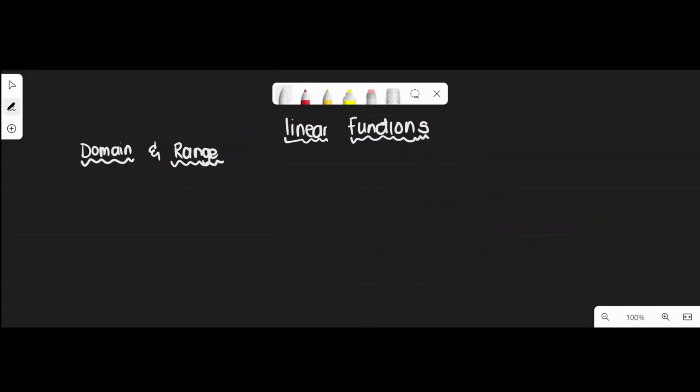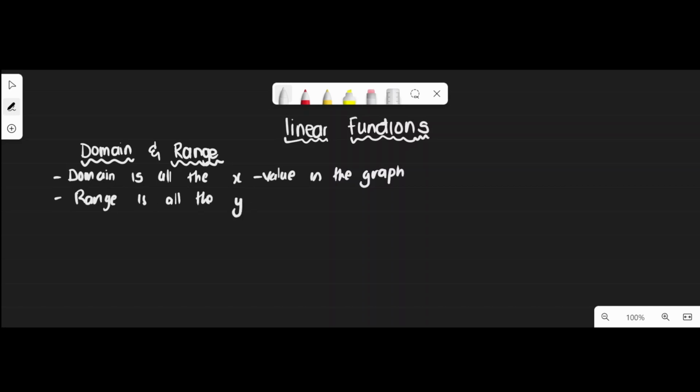So now I want to move to the next section, which is domain and range. What's domain and what's range? Domain, first, let me define it. Domain is all the x values in the graph. That's our domain. And what's range? Range is all the y values in the graph.